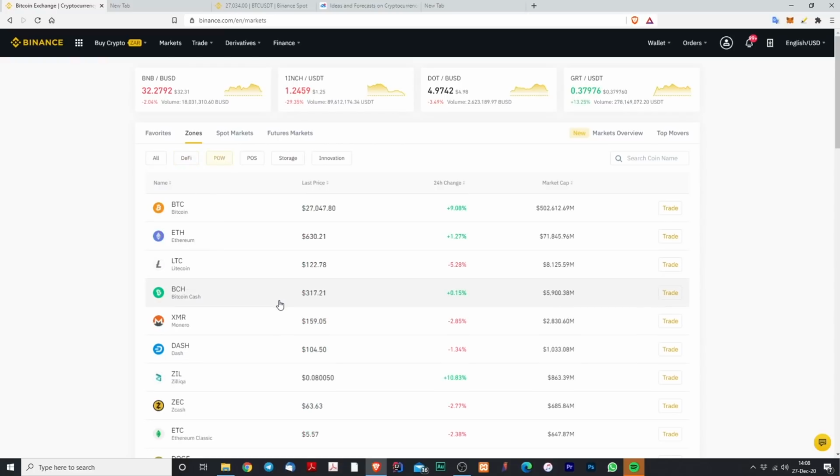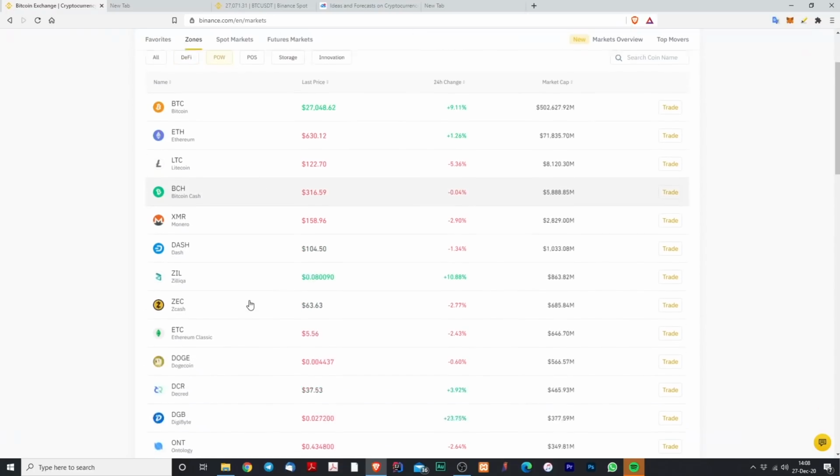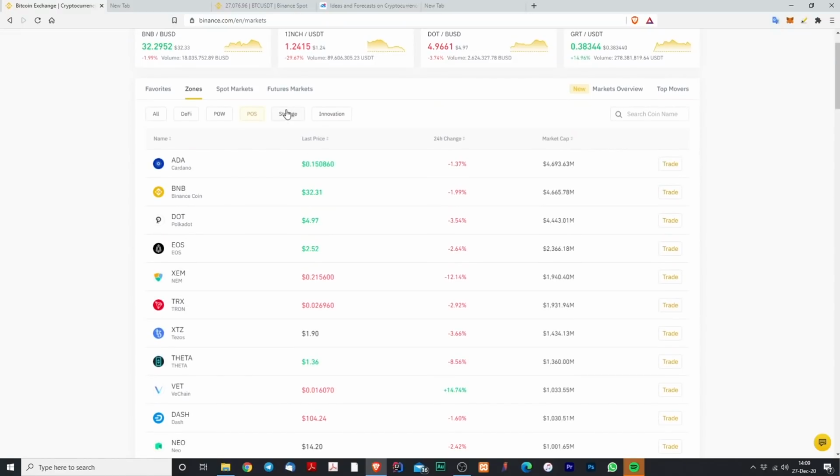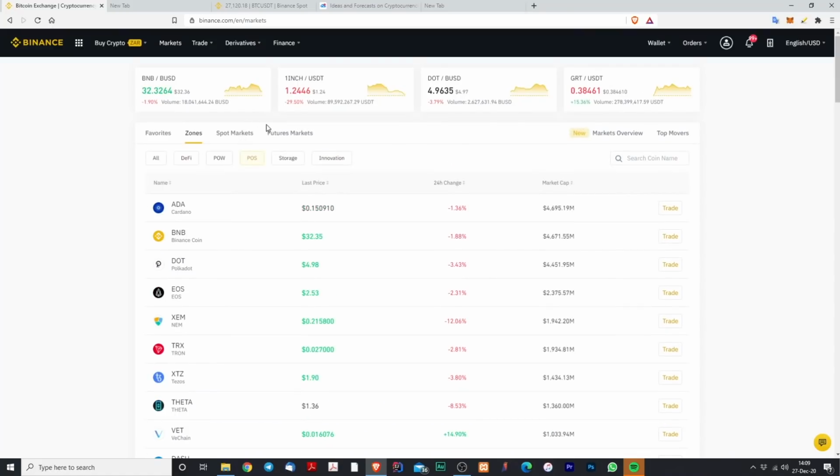Proof of work coins. Maybe you want to trade proof of work coins, and it shows you only proof of work coins. Or proof of stake coins. Proof of stake coins are showing up on here, or storage coins, or innovation, and so on and so forth. So it depends what you want to be looking at. So enough for the markets.